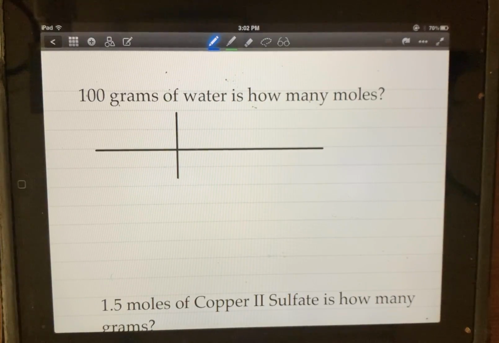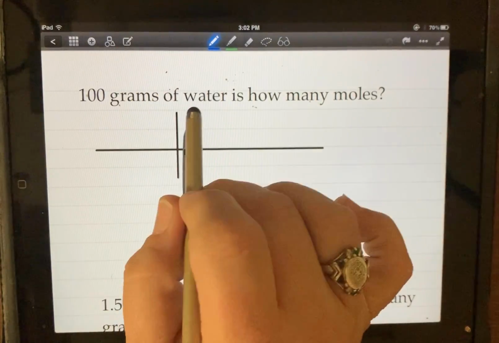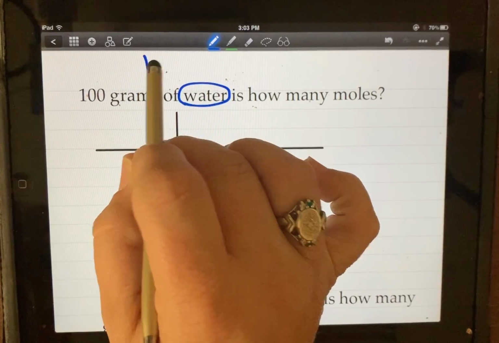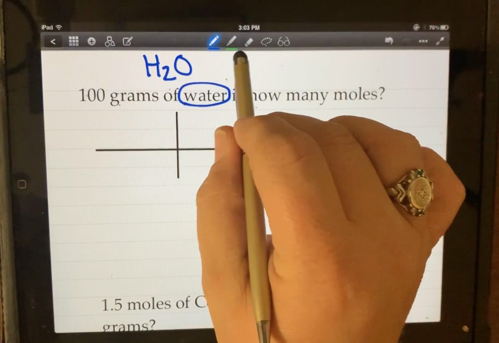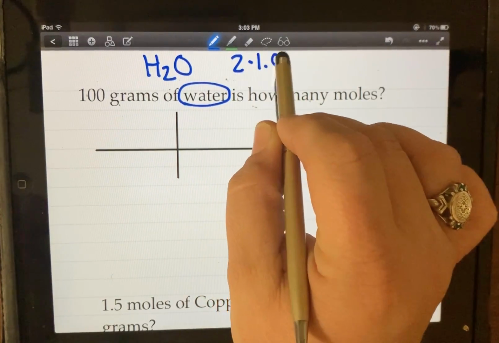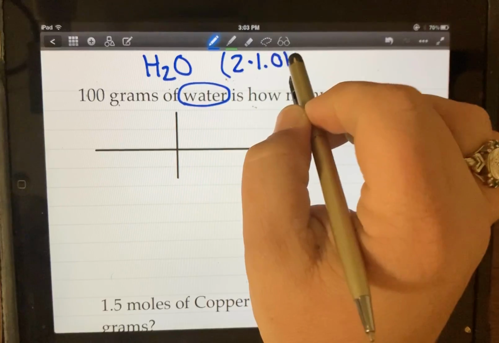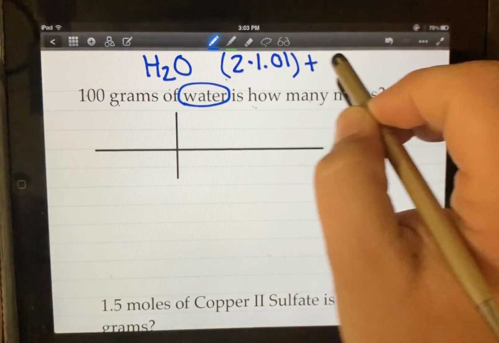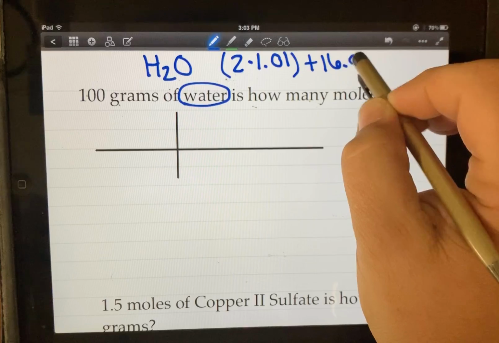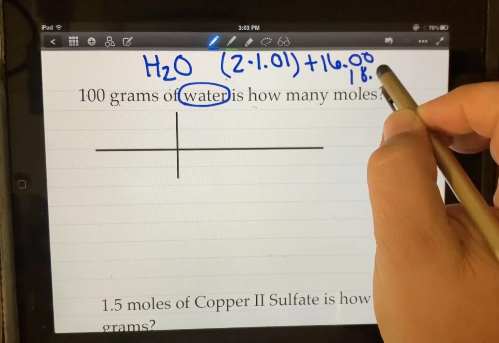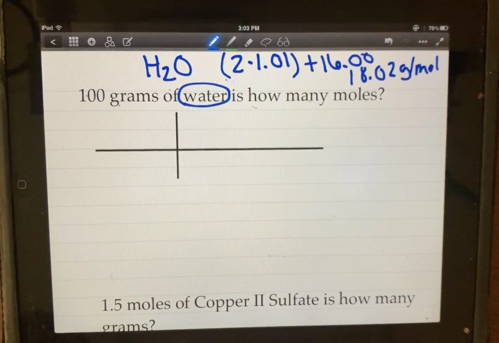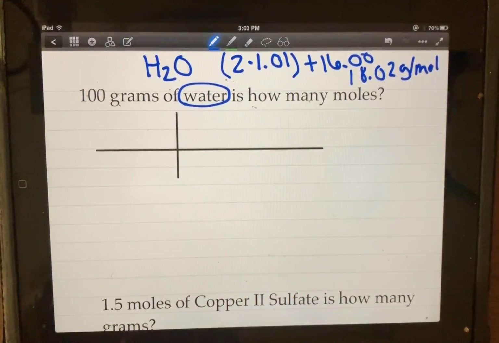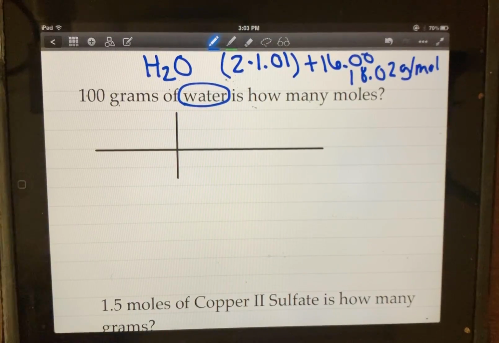So the one thing I have to know is I have to know my formula mass or my molar mass. And here I have water. The formula for water is H2O. If you recall right, we're going to add up the parts. So I have 2 times 1.01, which is the AMU, plus 16.00. And so I'm going to get 18.02 grams per mole for the molar mass. I have to have that because that's just like going to the periodic table and getting your information.